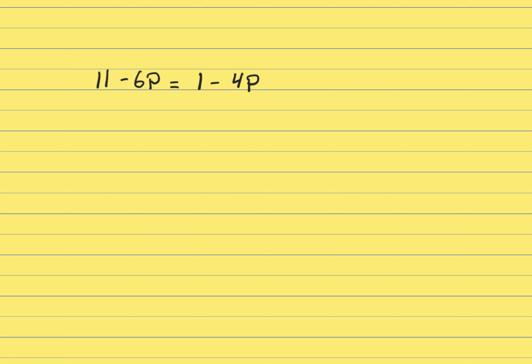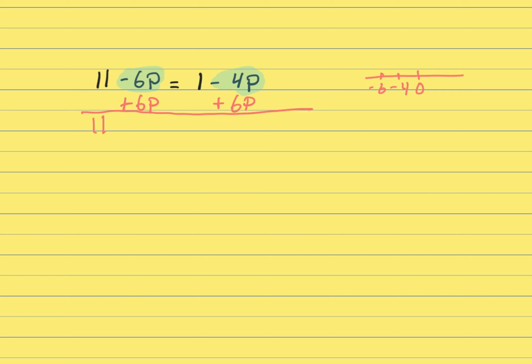So let's look at the second one. The second example: 11 minus 6p is equal to 1 minus 4p. I like to deal with my variables first. So my variables are negative 6p and negative 4p. If I look at them on the number line, there's 0, there's negative 4, there's negative 6. Negative 6 is smaller, so the negative 6 is the one I'm going to move. So I'm going to add 6p to both sides. I'm going to line them up right underneath each other. Draw my line.